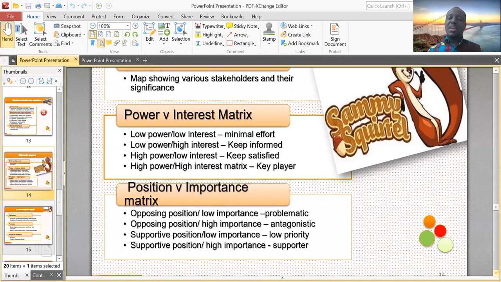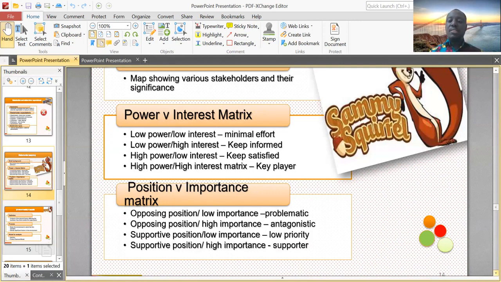These are stakeholders who we define as problematic stakeholders. They are just opposing you. They are just making things difficult for you. So they are problematic stakeholders. You also have those who have an opposing position but a high importance, not a low importance. And so these stakeholders are defined as antagonistic.